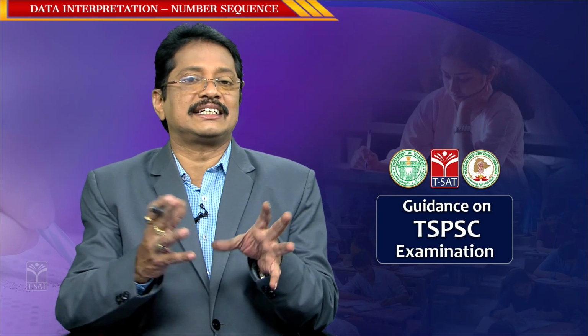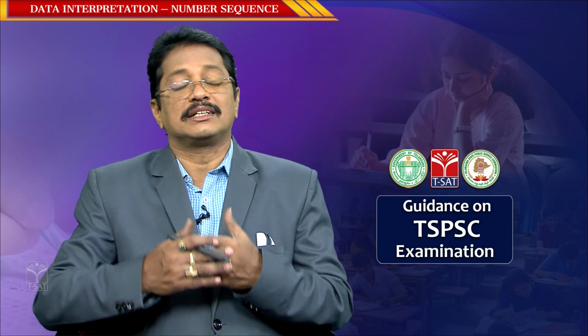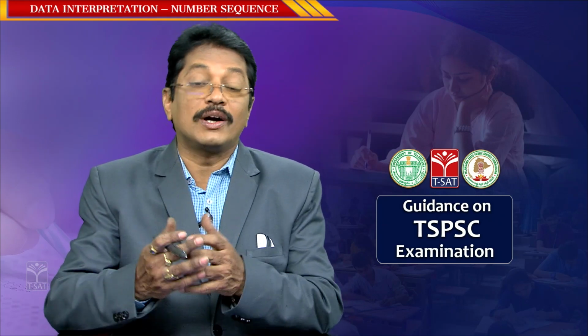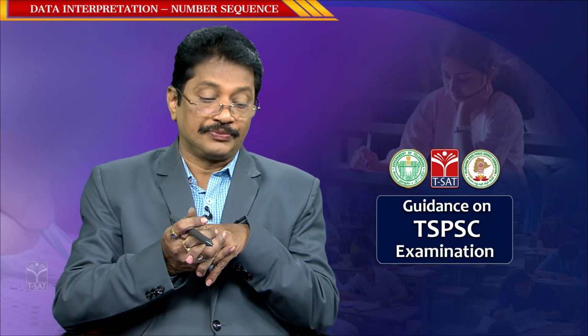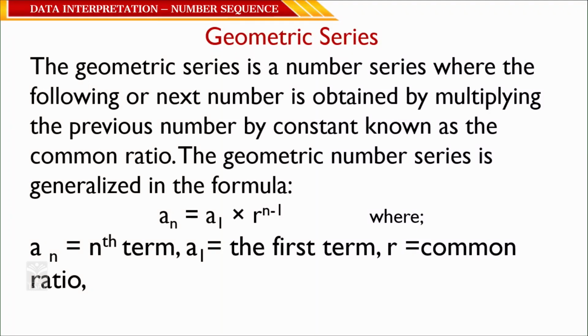That's the reason he said simply that food grains are increasing in arithmetic progression and the population is increasing in geometric progression. Then what is geometric progression? Just now, see. The geometric series is a number series where the following or next number is obtained by multiplying the previous number by a constant known as a common ratio.